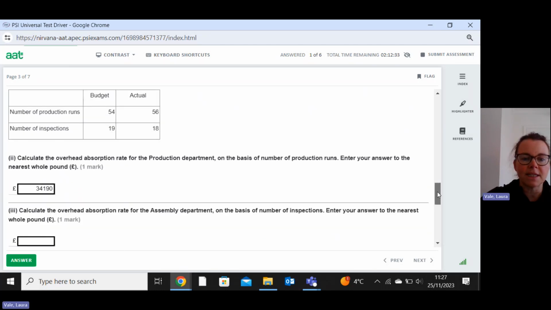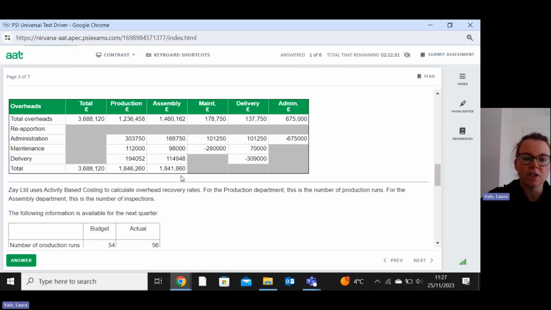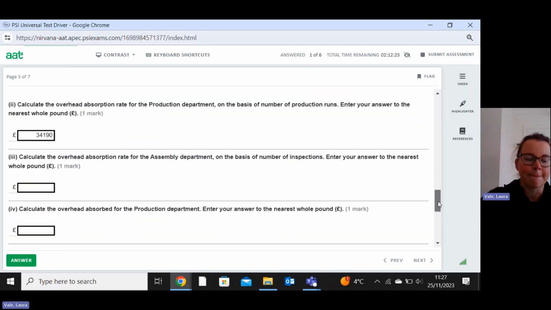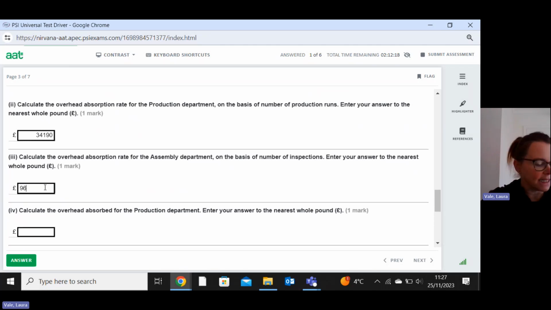Then we do the same for the assembly. So we take our total budgeted figure from here and we divide it by our budgeted number of inspections. So that gives us a total of 96,940.